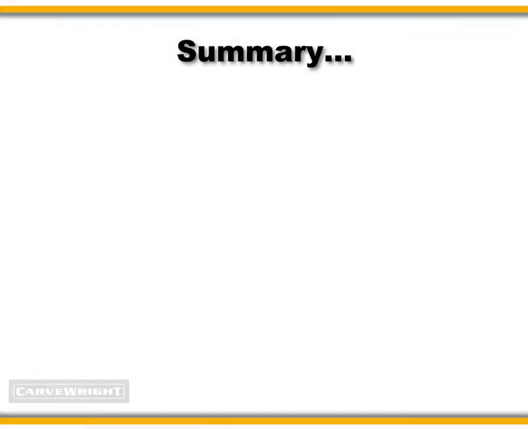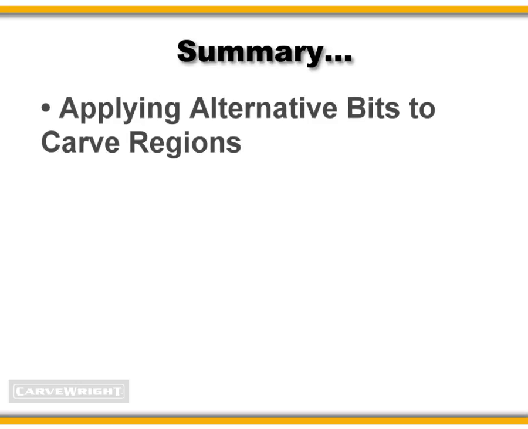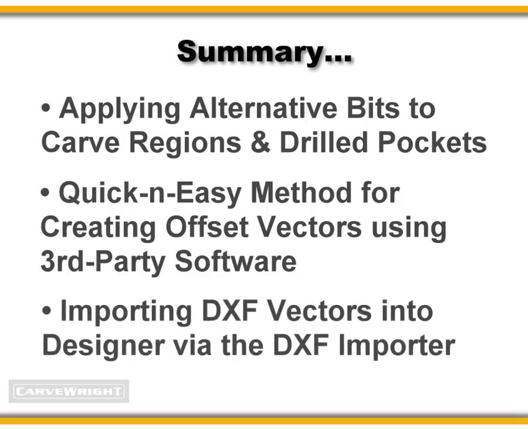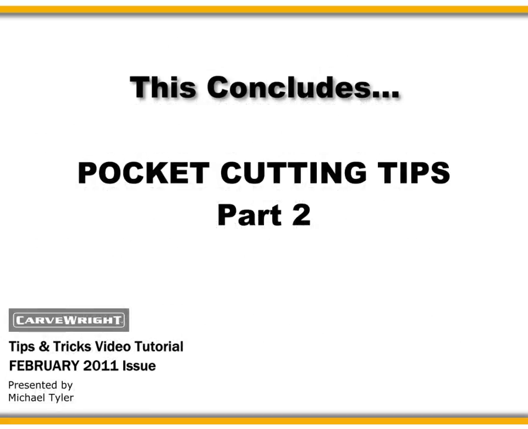I hope you've enjoyed learning about additional methods you can employ for creating pocket cuts for your CarveWright Designer projects. We've seen how to use alternative bit assignments for carve region pockets, as well as drill tool round pockets, and a quick method for creating offset vectors for various shapes using CorelDRAW and importing the vectors into the Designer layout using the very useful DXF importer. This concludes Part 2 of the Pocket Cutting Tips tutorial.